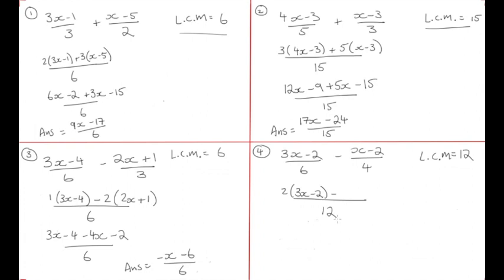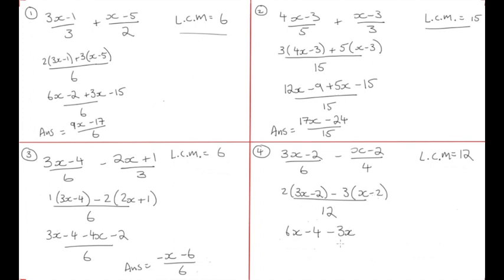Minus comes from here. And for this 4 to become a 12, it has to be multiplied by 3. So the top must also be multiplied by 3. So 2 by 3x is 6x. And you can pause it now if you want to sort of finish it off. It's better to challenge yourself.